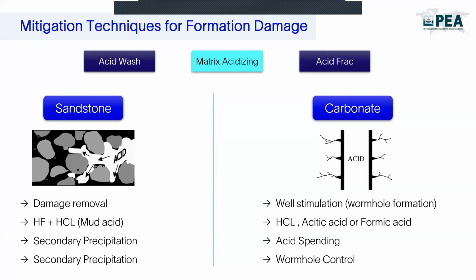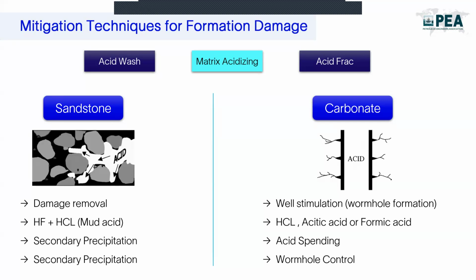All these are parameters that control the propagation of the wormholes. So as a conclusion for matrix acidizing, in sandstone, matrix acidizing focuses on dissolving silicate minerals and clay using hydrofluoric acid with the help of hydrochloric acid. So it is primarily aimed at unblocking the pores and stabilizing the fines. So the process requires careful management to prevent secondary precipitations and to address the clay sensitivities.